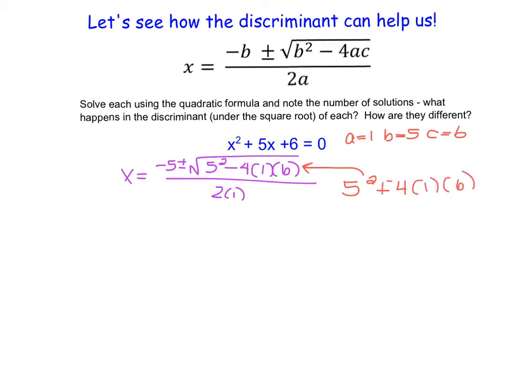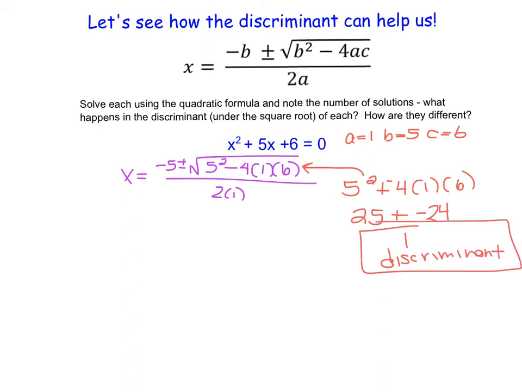And again, I'm going to use keep change here so I don't make an error. So this becomes 25 plus negative 4 times 1 is negative 4. Negative 4 times 6 is negative 24. So that becomes 1. So here we have a discriminant of 1. Let's keep that as a note.